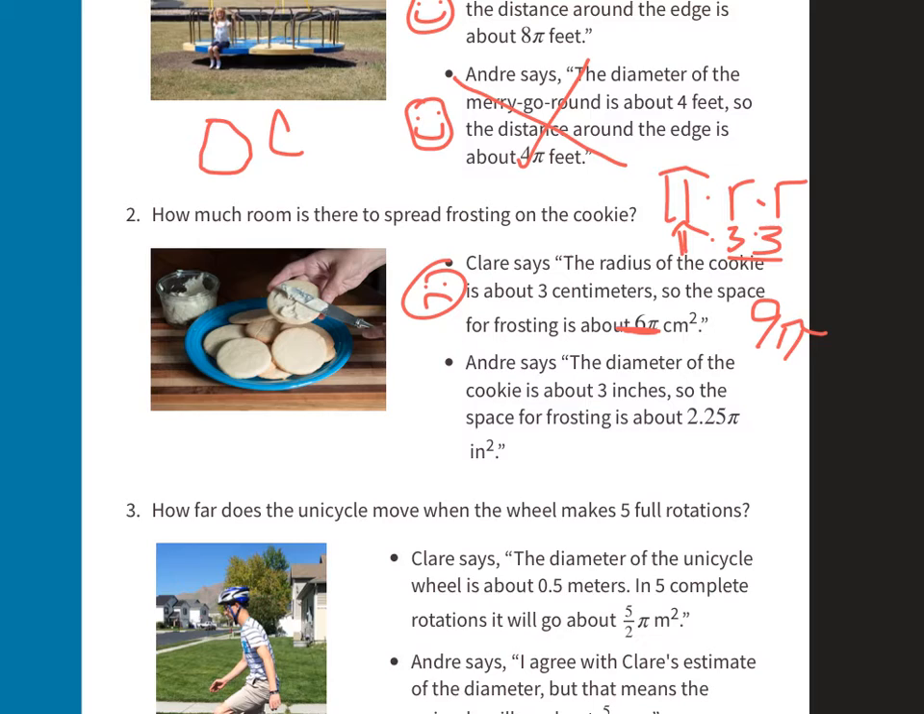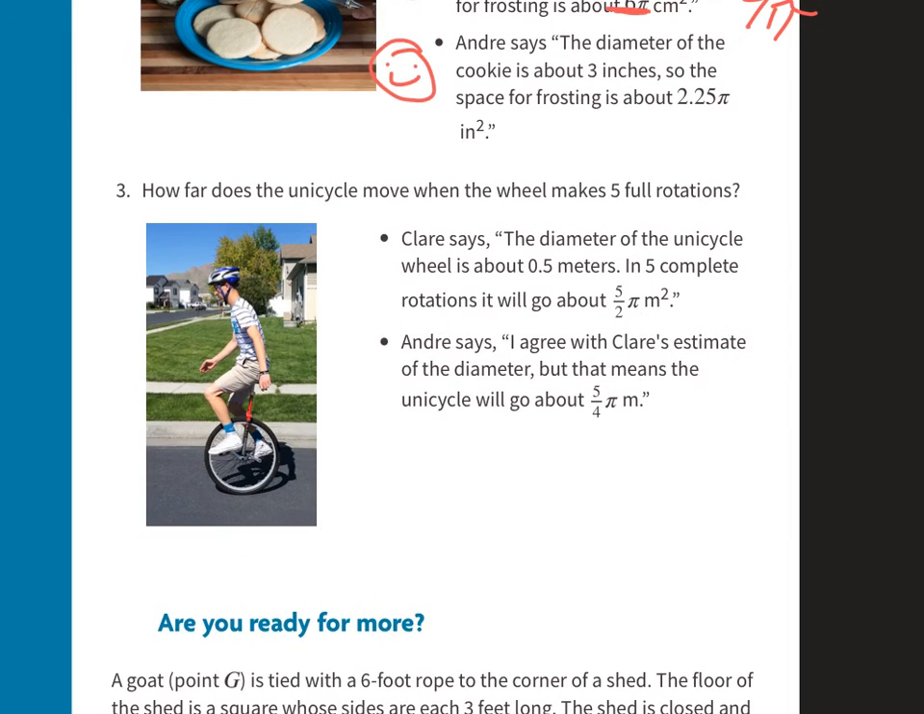Okay, it says the diameter of the cookie is about 3 inches, so the space of the frosting is about 2.25 pi inches. So what Andre did is he took the diameter and divided it by 3 and got 1.5. And 1.5 times 1.5 is 2.25, times pi is 2.25 pi. So Andre did it correctly. Good job, Andre. And number 3, how far does the unicycle move when the wheel makes 5 full rotations?